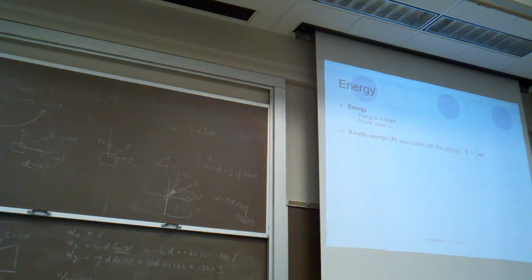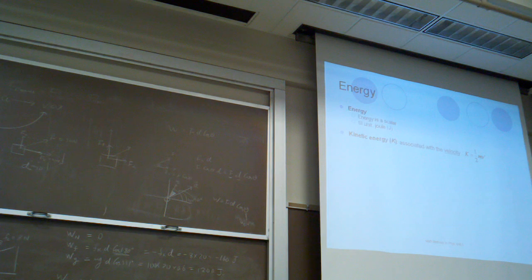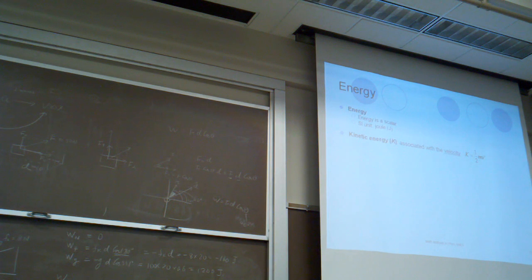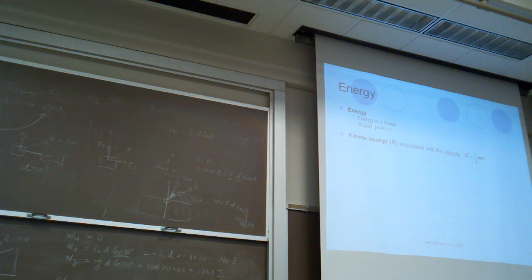Please note the important square here. So that means even if you have a negative velocity, this negative sign will be killed by the square. You still have a positive energy. From this calculation, kinetic energy can be either zero or positive, can never be negative.